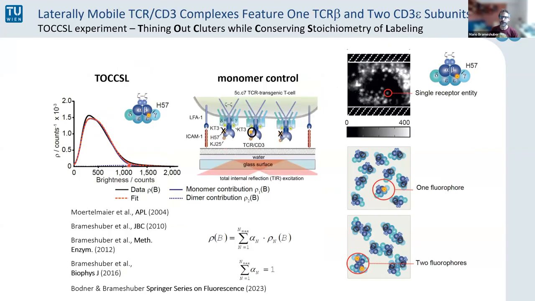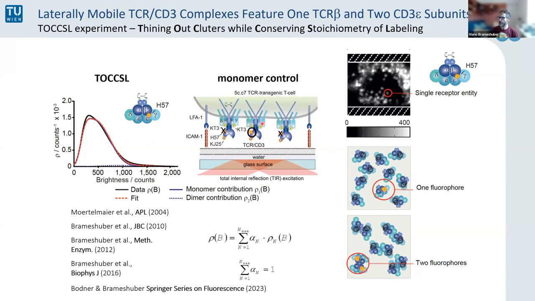Now let's do a control experiment. For analyzing this data, we need a monomer. We need the brightness distribution of a pure monomer signal. And you can do it in different ways. One option is to just underlabel the T cell, so that just a few T cell receptors really carry a label. You can also bleach the cell unstoichiometrically, just turn on the laser, wait a couple of seconds, and then only a few signals will remain.